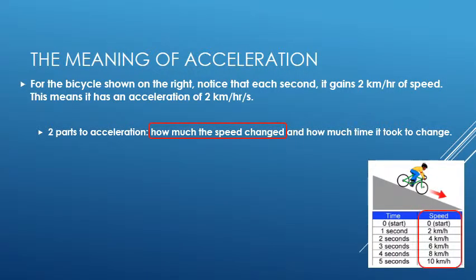Let's look at the speed column, and it's going up, we can see, by 2 kilometers per hour for each row. So that's where that 2 kilometers per hour comes from at the beginning of our acceleration of 2 kilometers per hour per second. The first part, 2 kilometers per hour, is how much did the speed change. The next part is how much time it took to change. Each 1 second that passed, we can look at the time column now. Each row is gaining 1 second, and so each 1 second, the bike gains 2 kilometers per hour of speed. So its acceleration is 2 kilometers per hour per second.